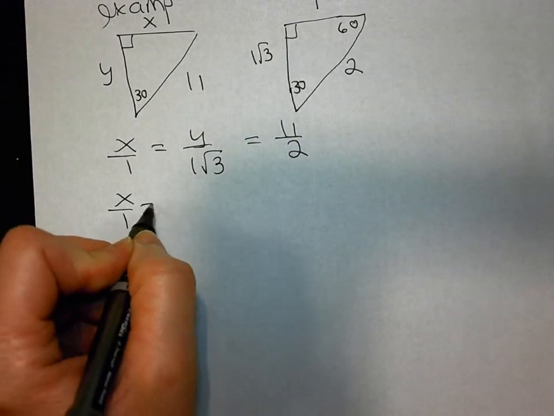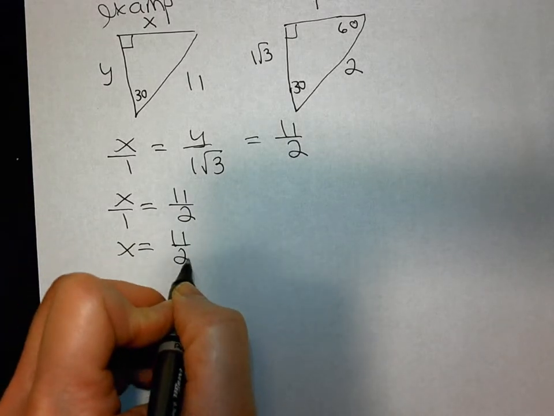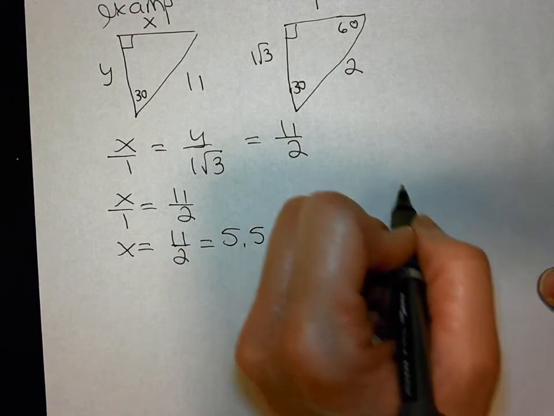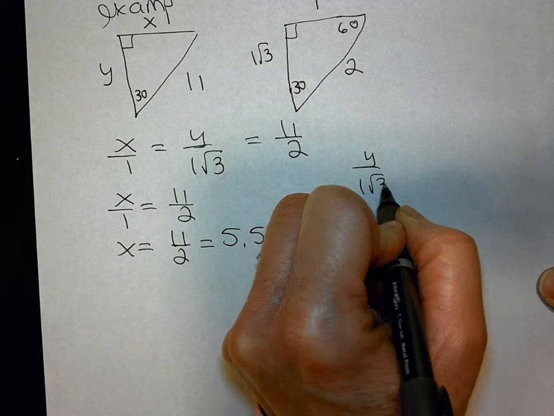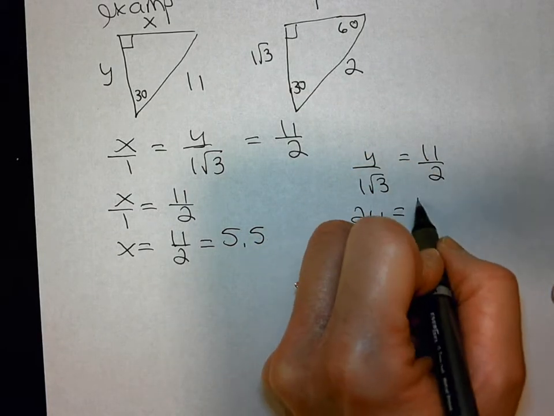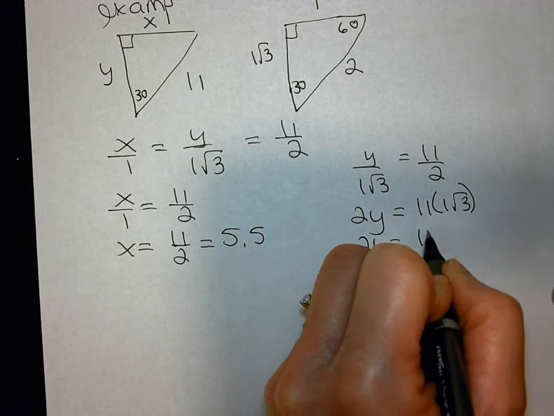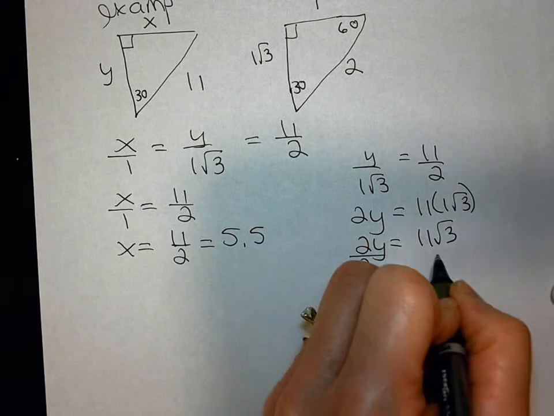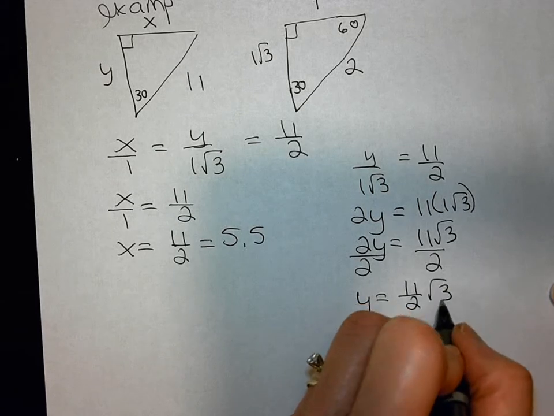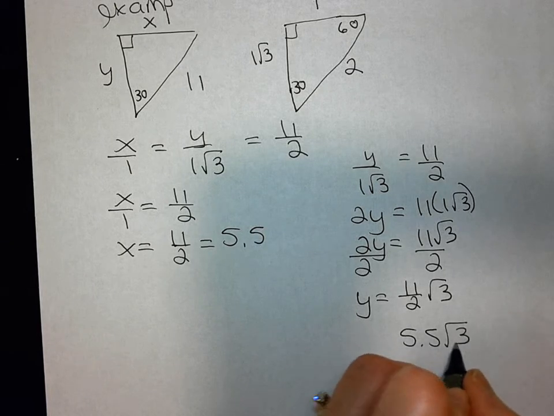Okay, x over 1 equals 11 over 2, so x is just going to be 11 over 2, or 5.5. Okay, we do y over 1 square root of 3 is equal to 11 over 2. We cross multiply: 2y equals 11 times 1 square root of 3. So 2y is 11 square roots of 3. We divide by our 2, so y is 11 over 2 square roots of 3. Or if you want to make that into a decimal, 5.5 times the square root of 3.